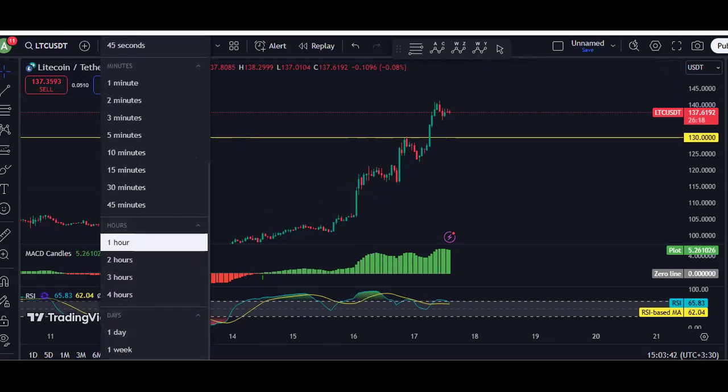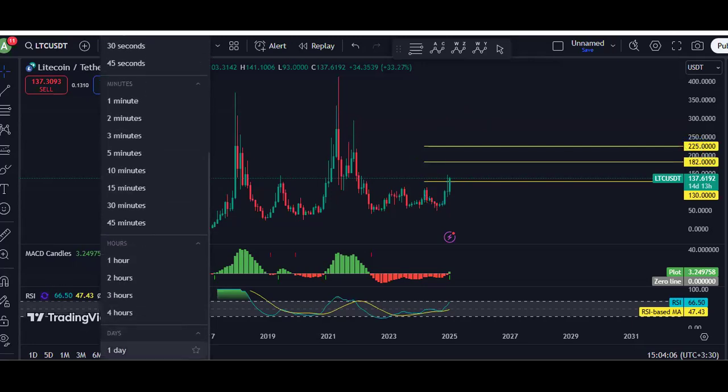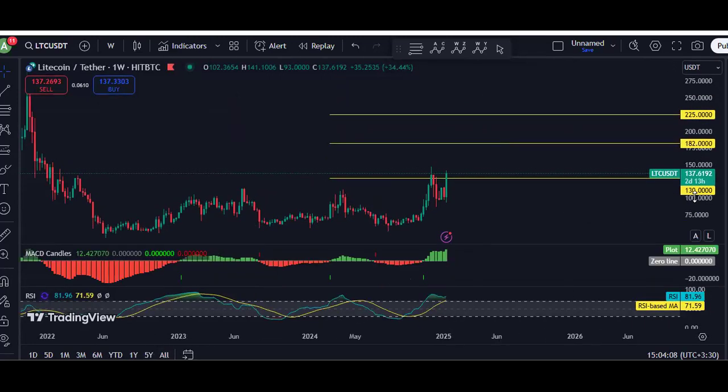All right, then what we have been looking for, if we move to the higher time frame monthly chart, since the price was within here, we have been looking for 130. Now we see the breakout of 130, the continuation. The next one I'm looking for is 182, followed by 225. Then from there we can look for the all-time high. Okay, and these are the things we have been looking for, and I don't think there is anything else to discuss.